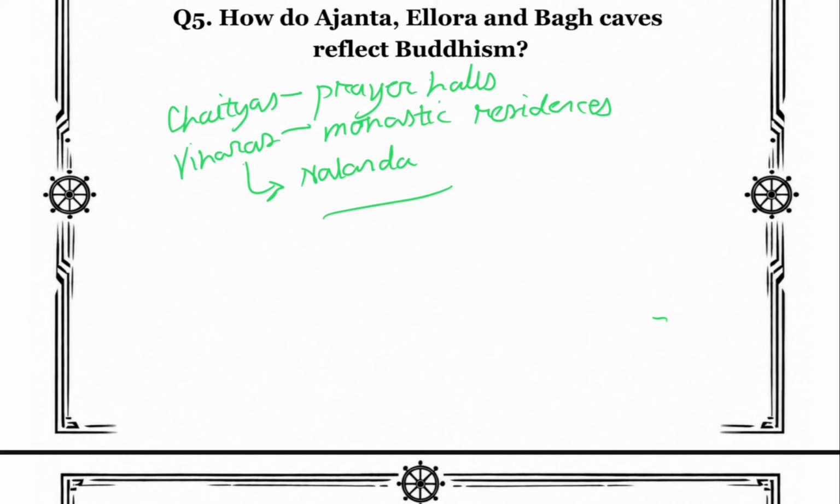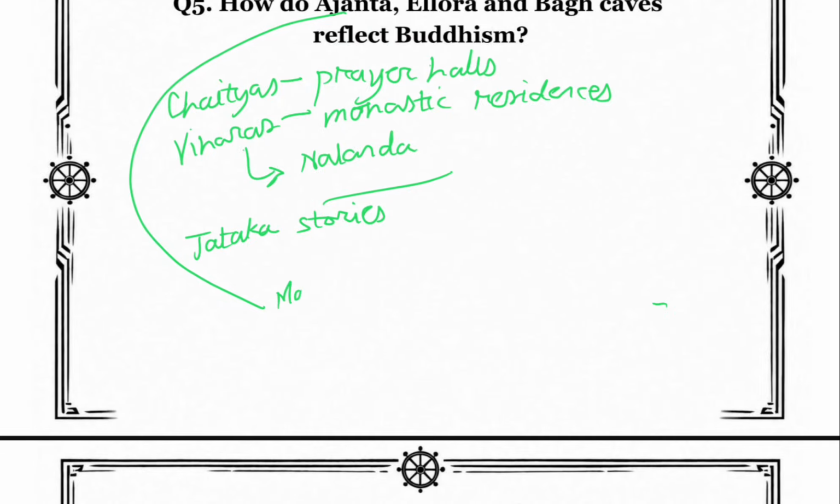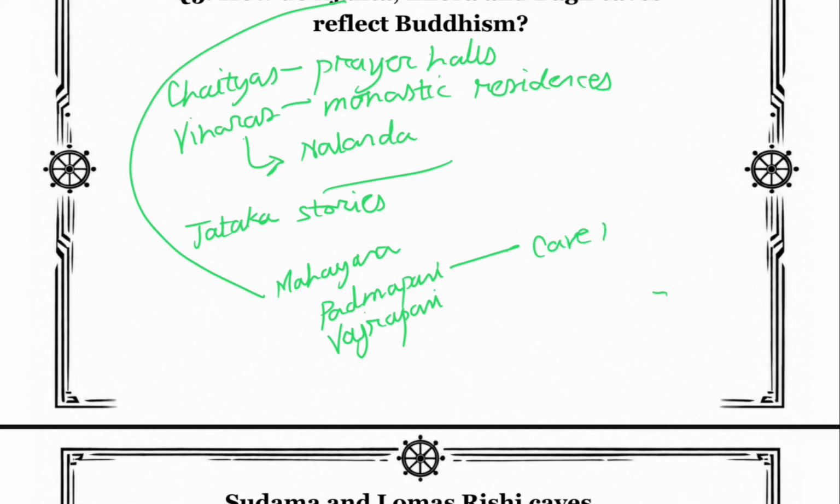In terms of themes, Ajanta has depictions of the Jataka stories. The Jataka stories are stories from Buddha's previous births, and Ajanta has a strong Mahayana Buddhist influence. It includes depictions like Bodhisattva Padmapani and Bodhisattva Vajrapani. This happens to be cave number 1, which you must bear in mind.